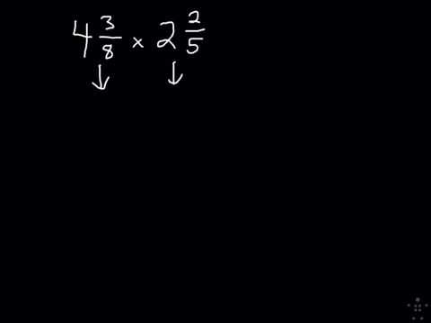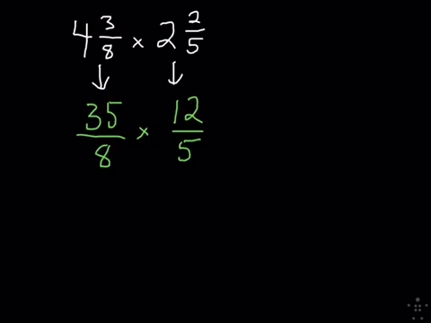So I will take 4 3/8 and change it into 35 eighths: multiply, add, keep the bottom the same. And 2 2/5 changes into 12 fifths: multiply, add, keep the bottom the same.